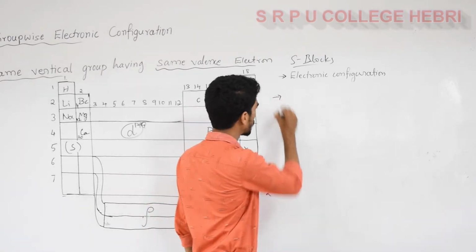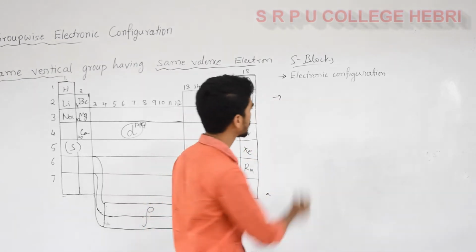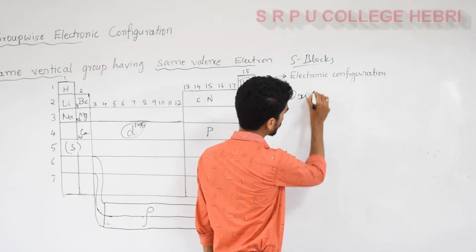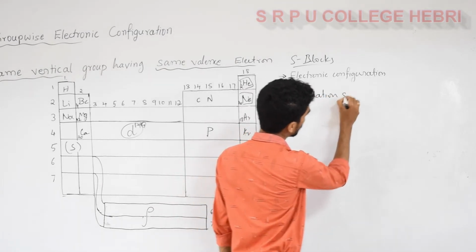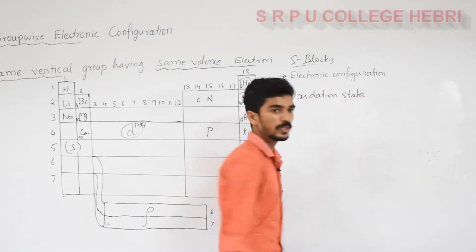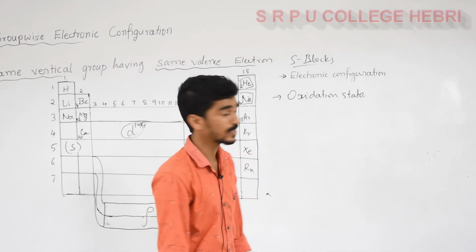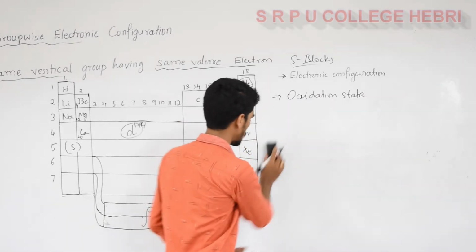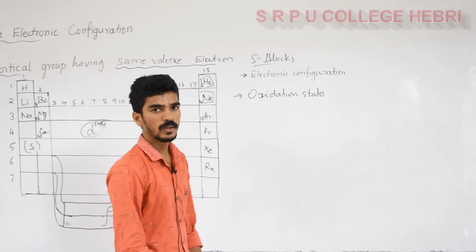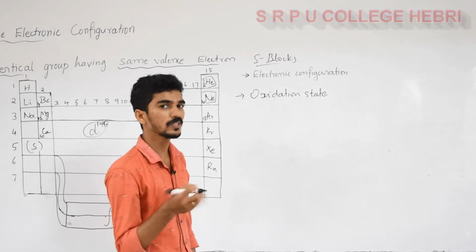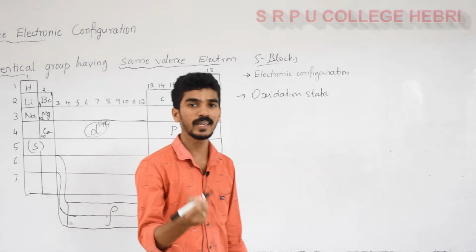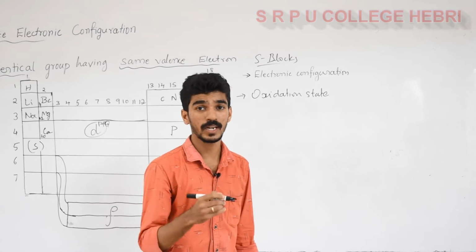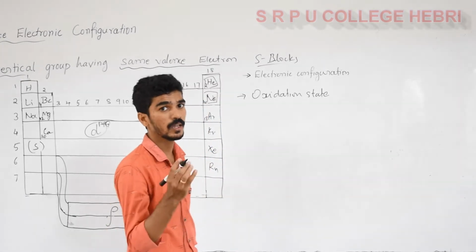The next concept is regarding the oxidation state. What does oxidation state mean? You know metals, for example copper and aluminium. Why is it called a metal? Because it can easily donate or lose its electrons. It will conduct electricity, that you know.